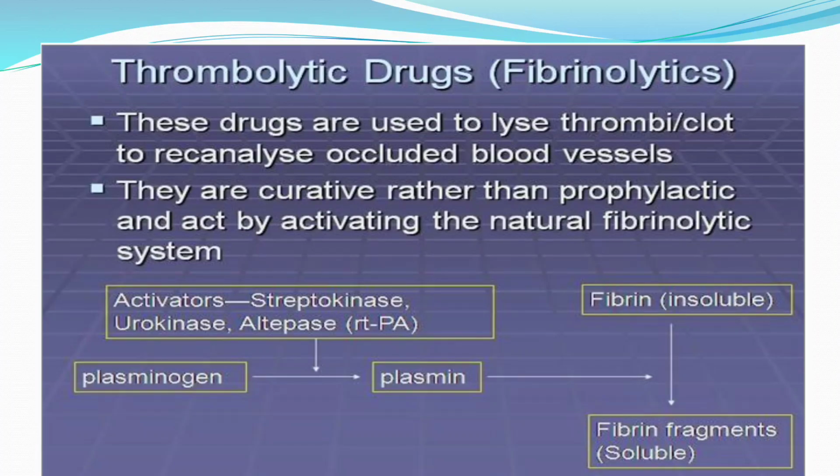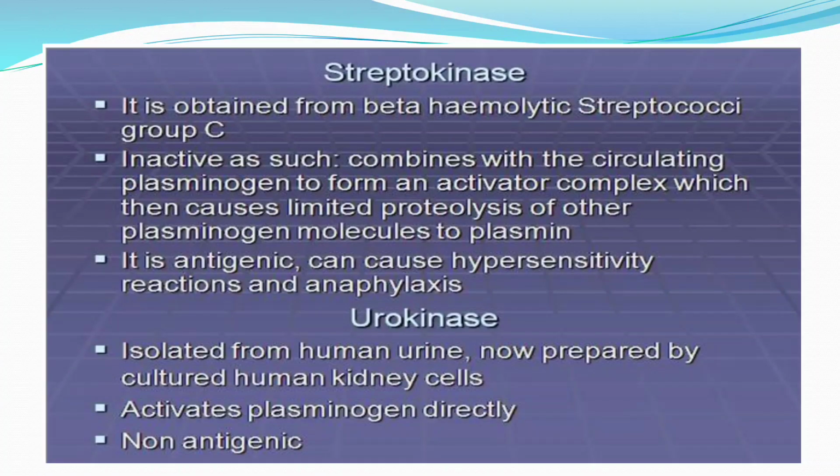Okay, so here what happens is that plasminogen is present in your blood, and this plasminogen is converted into plasmin. When plasminogen is converted into plasmin, fibrin, which is an insoluble product, gets solubilized. Okay, so these are the certain thrombolytic enzymes which can prevent blood clotting.